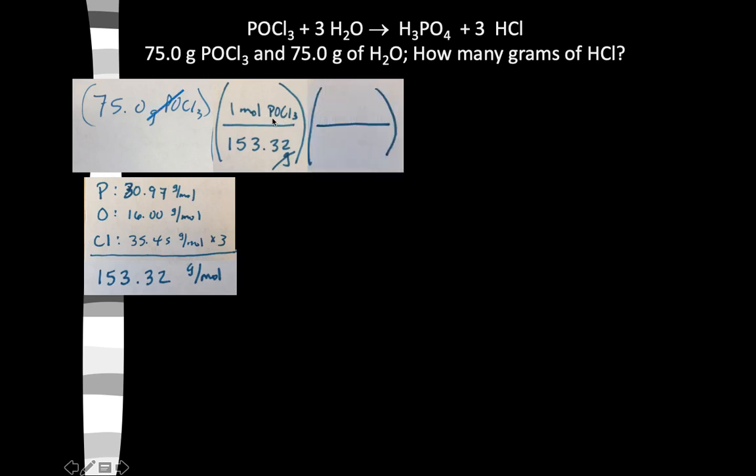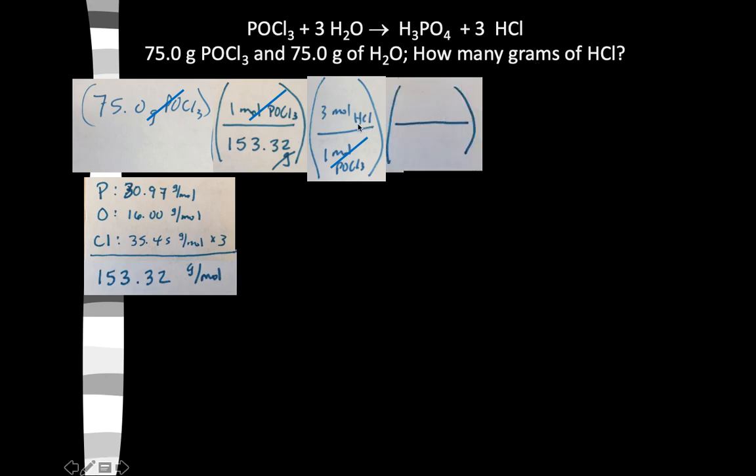So I need moles of POCl3 to cancel. So I'm going to put the 1 mole of POCl3 from the balanced equation on the bottom, and switch over to 3 moles of HCl on top. Moles of POCl3 will cancel. I'm at moles of HCl, but the problem was asking for grams of HCl. So once again, I get out my periodic table and I find H and Cl.